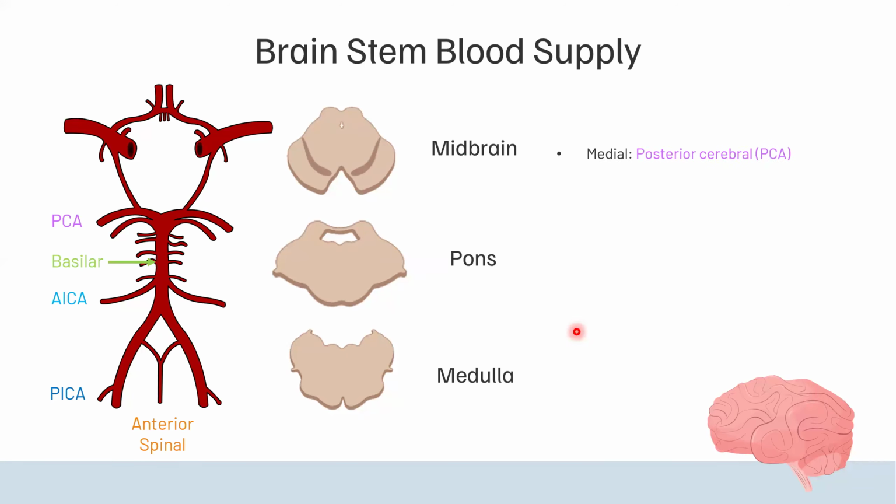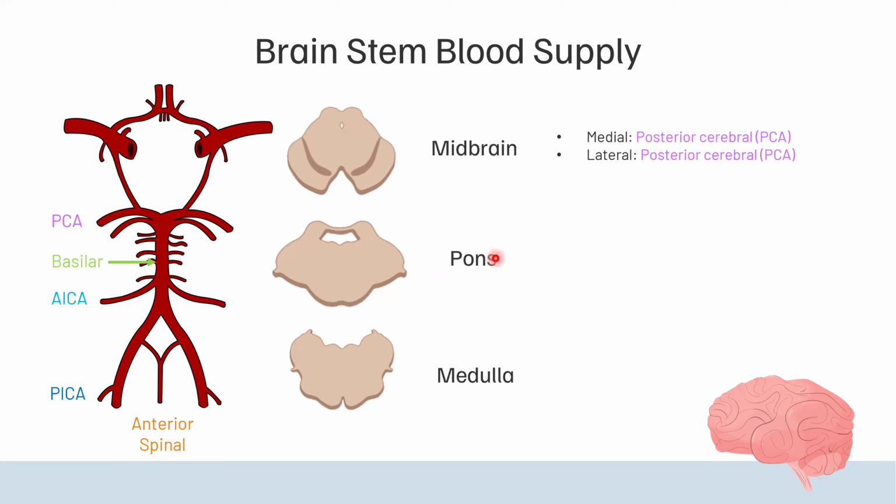So for our midbrain, the medial aspect of the midbrain right here is going to be supplied by the posterior cerebral artery. But because the midbrain is so tiny and because the posterior cerebral artery is so large, it will also supply the lateral portion. So the entire midbrain is going to be supplied by the posterior cerebral artery.